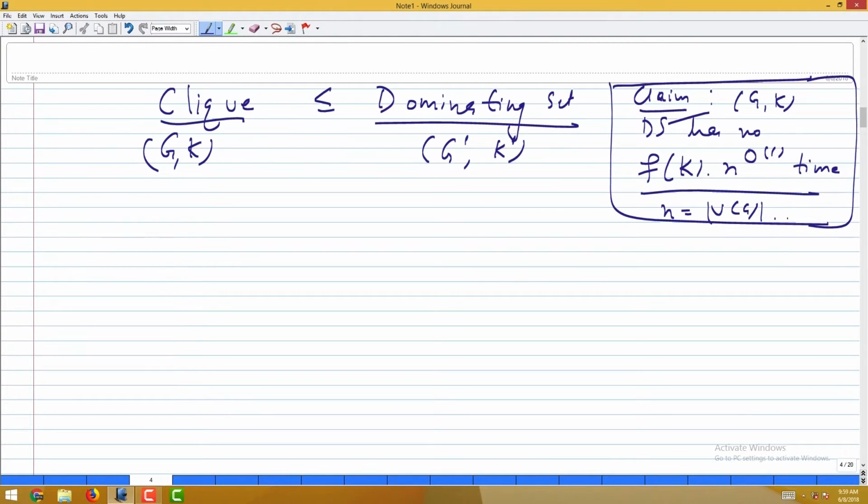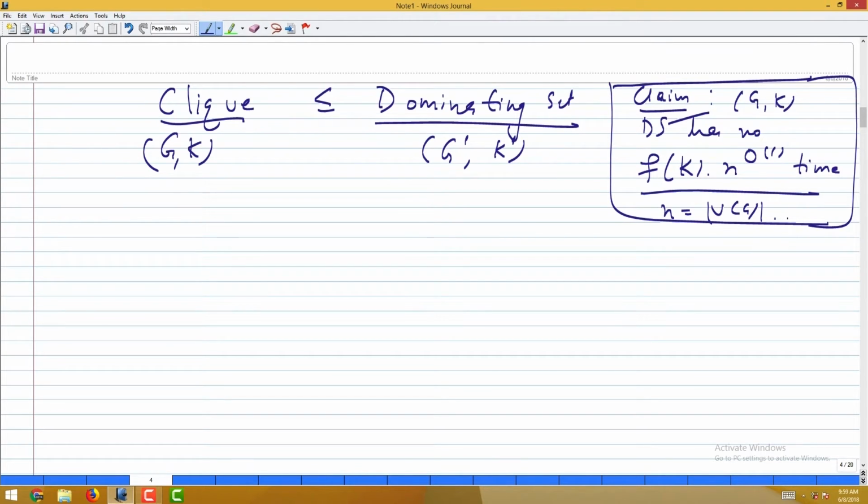So note that if I prove this, then if clique was the hardest problem in the FPT world, then dominating set is at least as hard as clique, right? Because if dominating set had an FPT algorithm, then clique would have an FPT algorithm. So if clique doesn't have one, then at least dominating set should not have this algorithm.